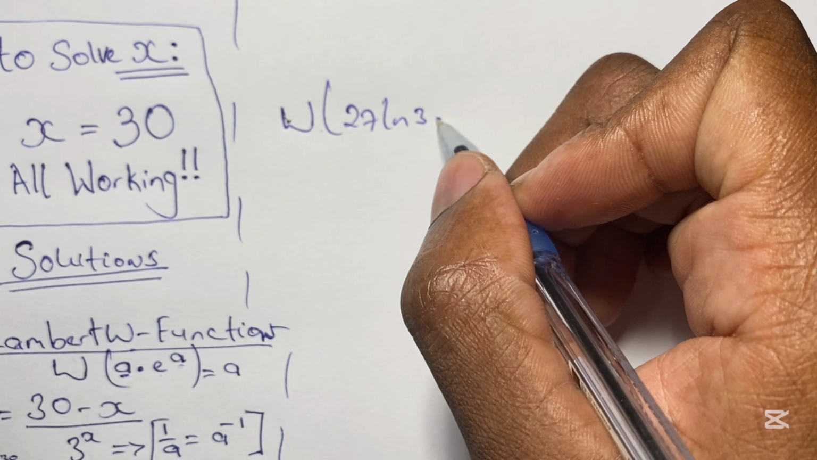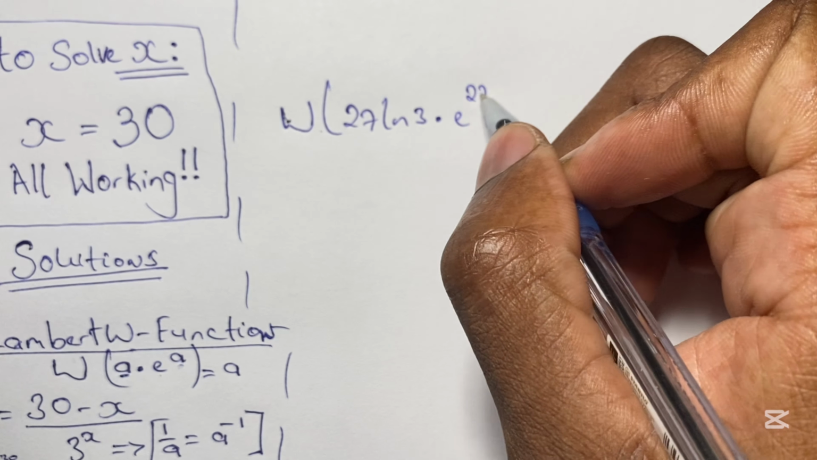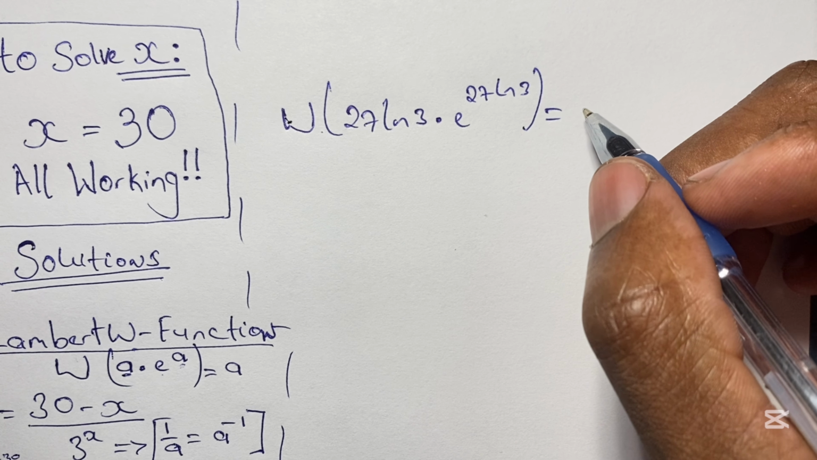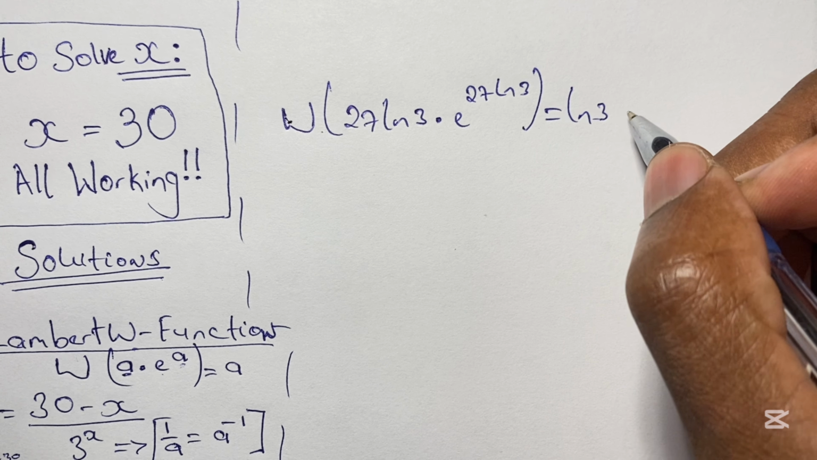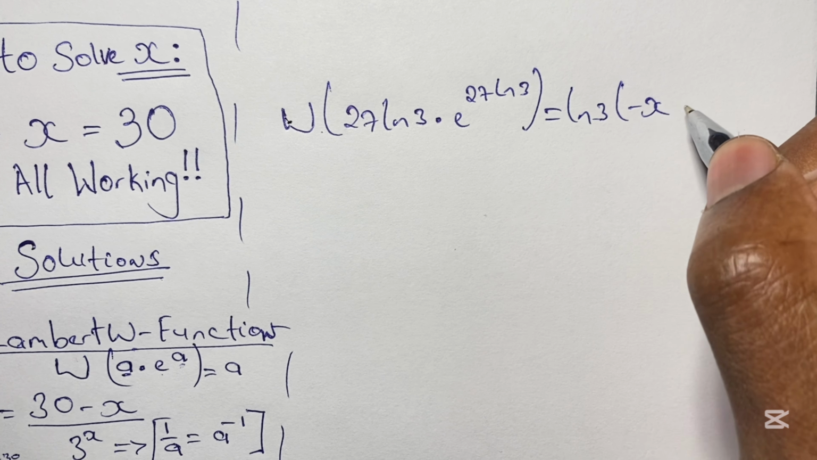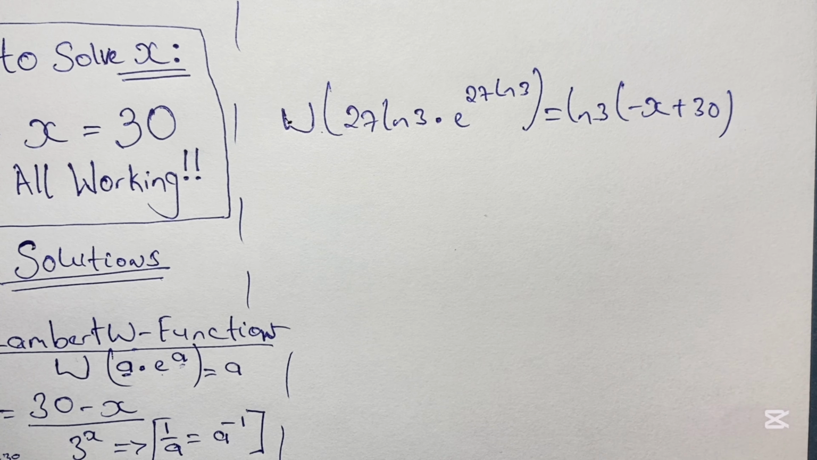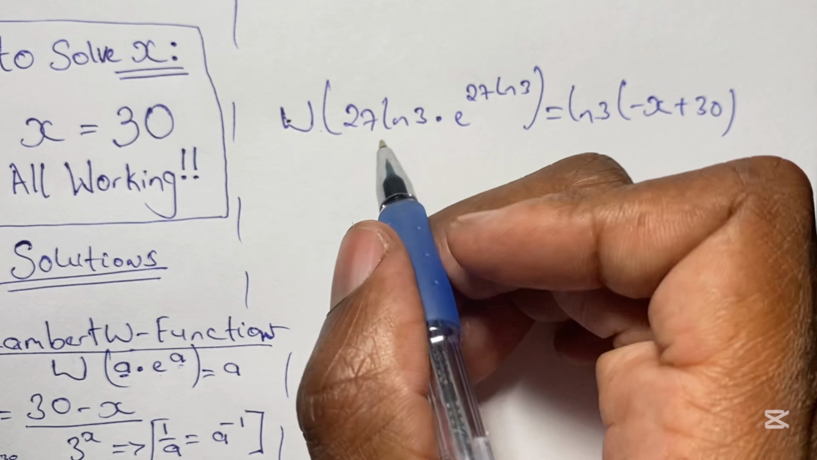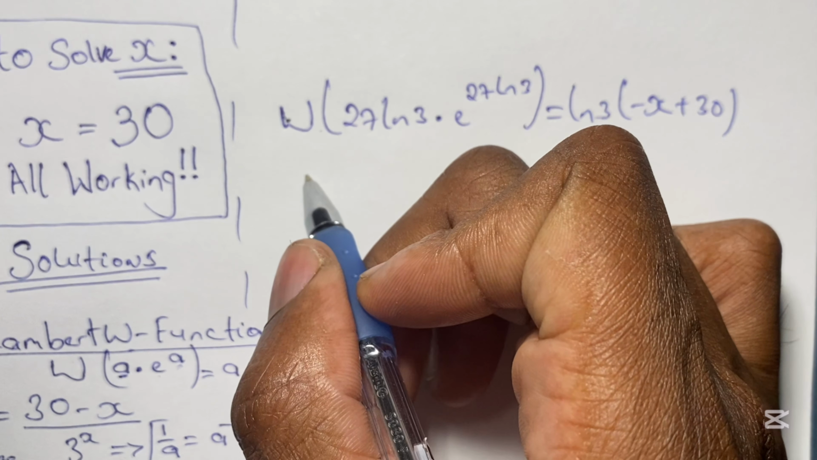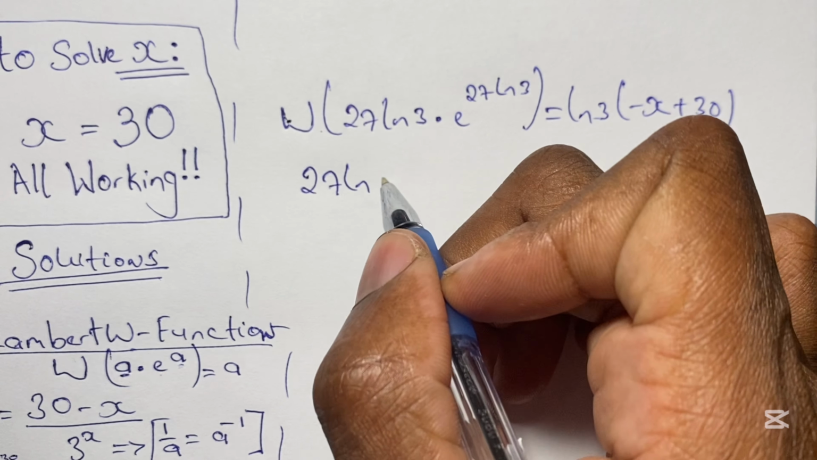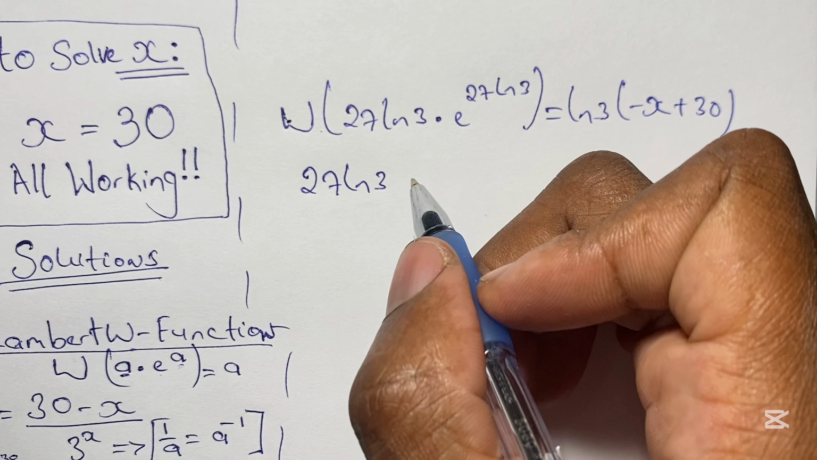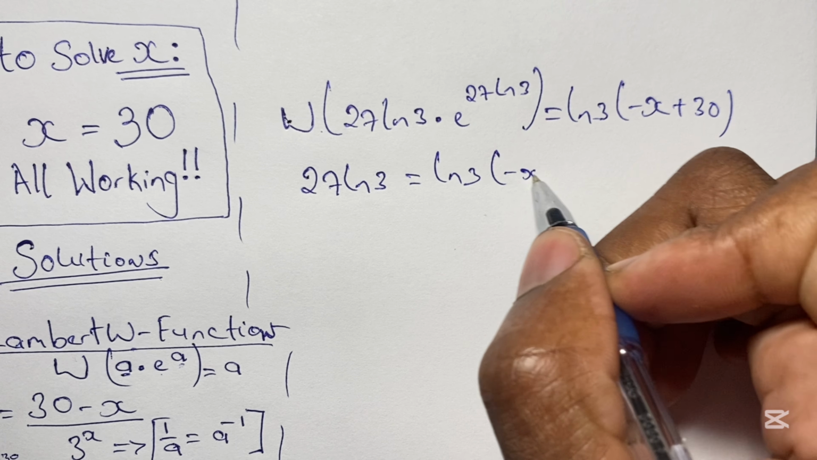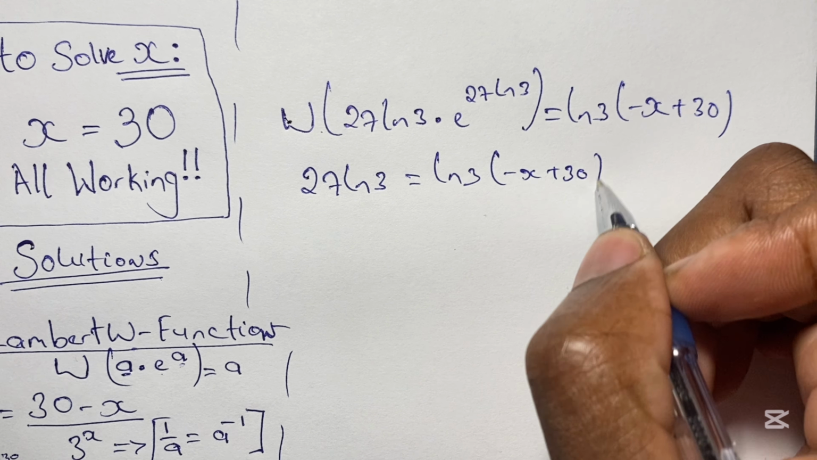So we said that we have W in brackets 27 times ln of 3 times e to the power of 27 ln of 3, which is equal to ln of 3 in brackets negative x plus 30. So having our W on this expression, where we have 27 ln of 3 times e to the power of 27 ln of 3, this is going to output the value of 27 ln of 3. So we have 27 ln of 3 is equal to ln of 3 in brackets negative x plus 30.